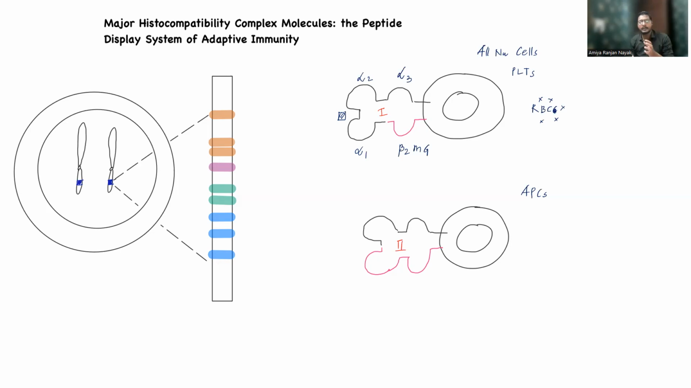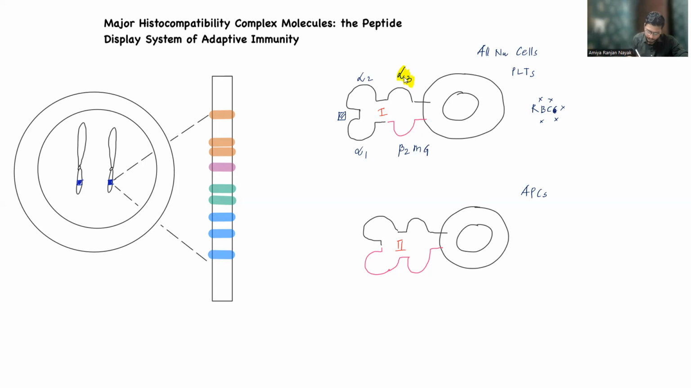However, the alpha 3 domain does not participate in forming the antigen binding groove. Similarly, beta 2 microglobulin also does not participate in the formation of the antigen binding groove. These two, the alpha 3 domain and the beta 2 microglobulin, are non-polymorphic. That means they are the same in an individual. The structure of the alpha 3 domain and the beta 2 microglobulin in all the MHC class 1 molecules is the same. However, alpha 1 and alpha 2 are different. That is why they are polymorphic.